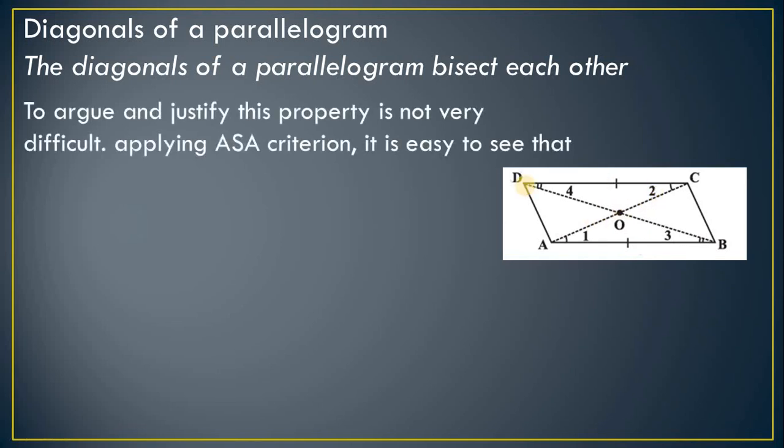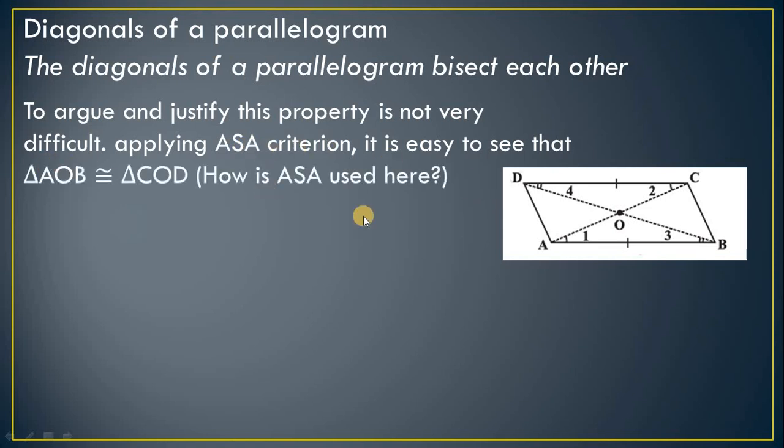So here we will see, if you take the angle side angle criterion in the two triangles, like AOB is one triangle and COD is the other triangle. What happens here, this angle will be the same as this one, and there is one more side, as it's a parallelogram, this side will be the same as this one. So because of angle side angle, they are congruent. As they are congruent, this side will be the same as this one, this side will be the same as this one. So they bisect each other.